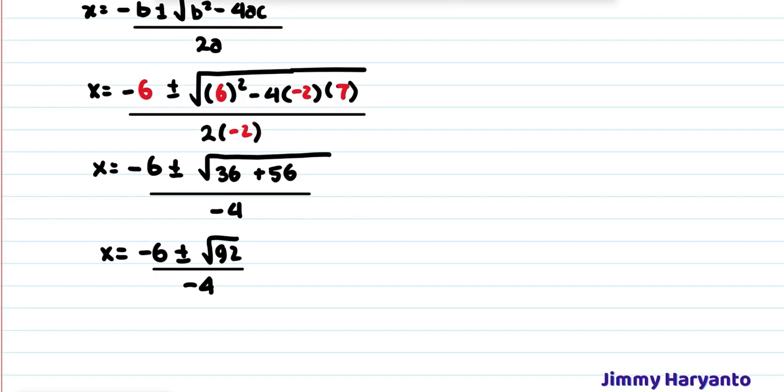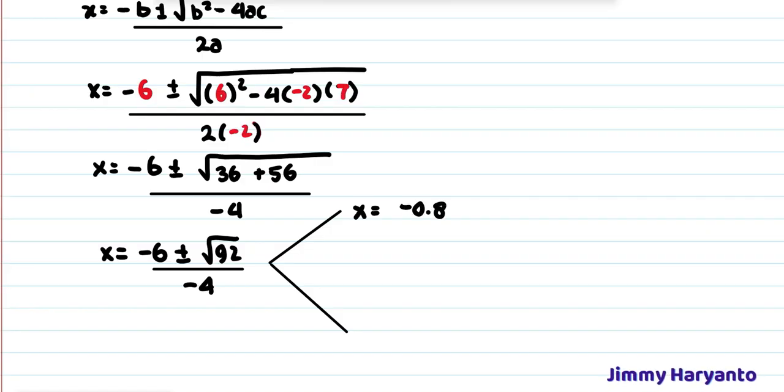Okay, at this point I don't think you can simplify it more, so let's use our calculator to calculate this. First is the plus one. Yeah, so negative 6 plus square root of 92 divided by negative 4 equals to negative 0.898, and the second one will be 3.898. There you go. This is the answer for this one.